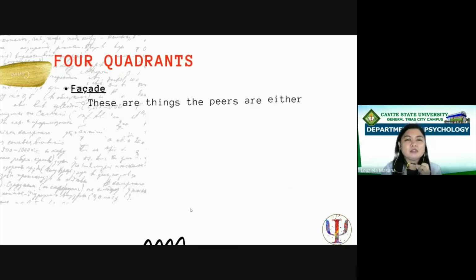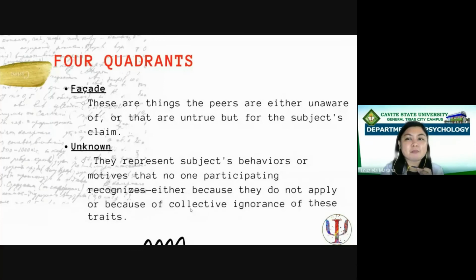How about facade? These are things that peers are either unaware of or that are untrue, but for the subjects, you claim it. Alam mo, pero hindi alam ng ibang tao. Pag unknown naman, both of you, others and self, don't know. It's not because you are ignorant of the traits, but probably hindi mo pa lang siya nadidiscover na ganun pala yung trait mo, characteristics mo, skills mo, identity mo, o ang sarili mo mismo.